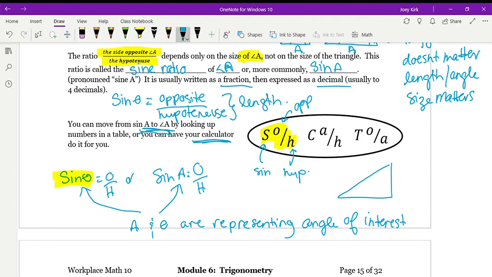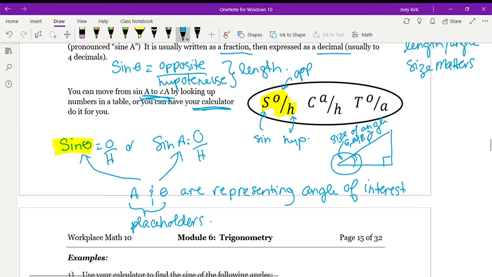So whatever number in degrees is this part right here. That's going to be your angle of interest, whether it's theta or A or beta or gamma. There's many things they could call it. Size of angle. It's just a placeholder. So they're placeholders and they're pretty interchangeable until you actually get a number.